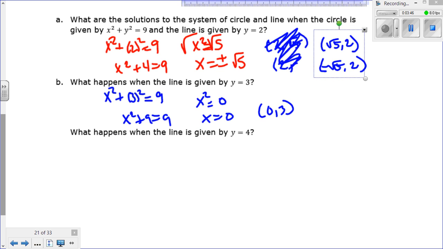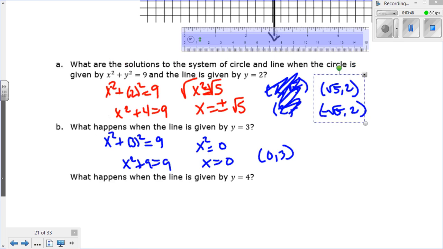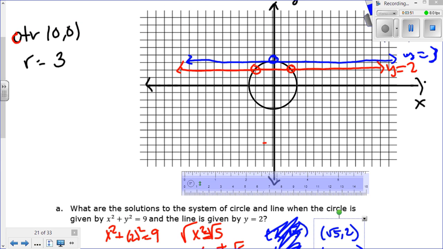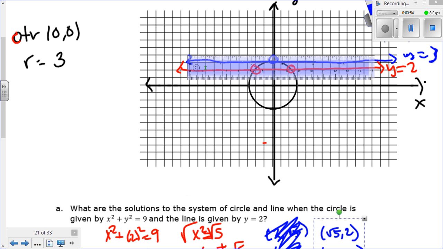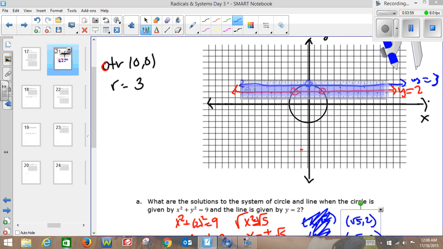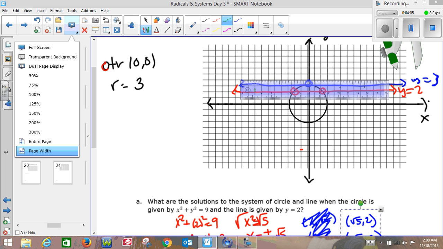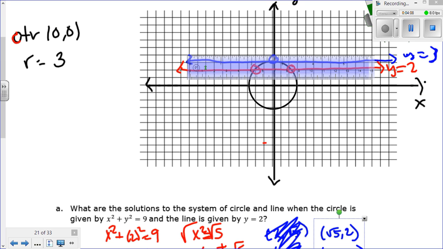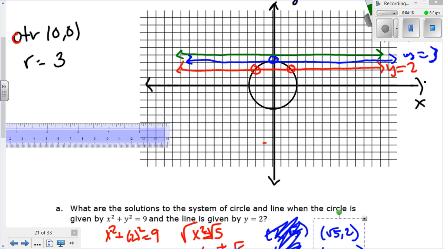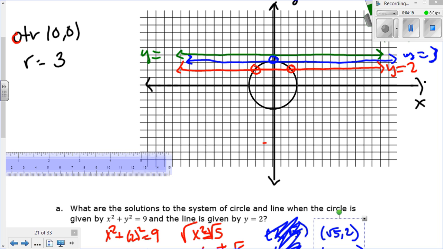And then the last one says, what happens when the line is given by y equals 4? Well, if we go back up here to our graph, y equals 4 is going to be all the way up there. I'm just going to get a new color and draw this line for y equals 4. They never actually intersect. Therefore, there's no solution.